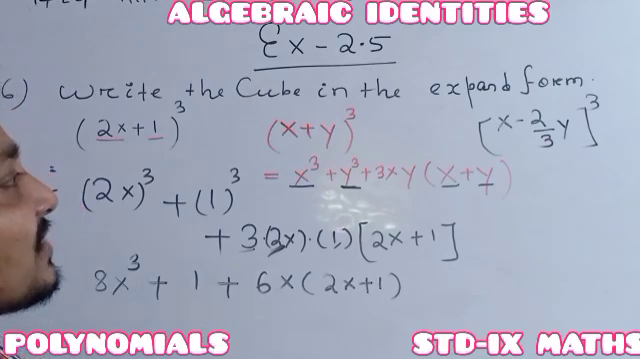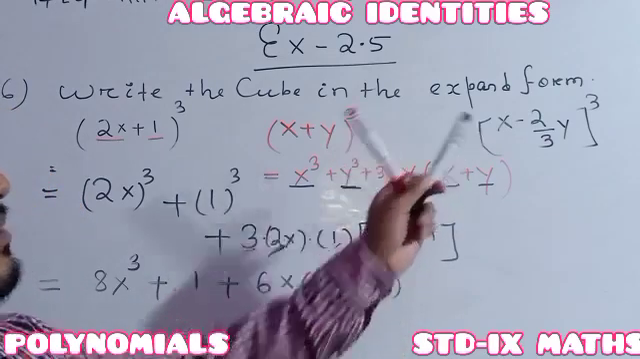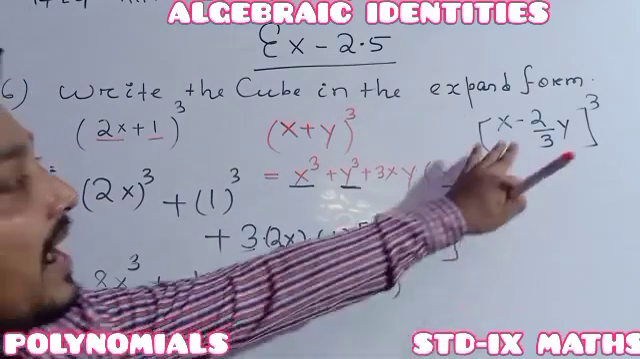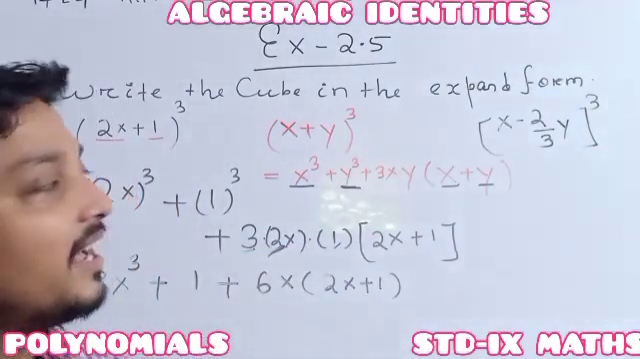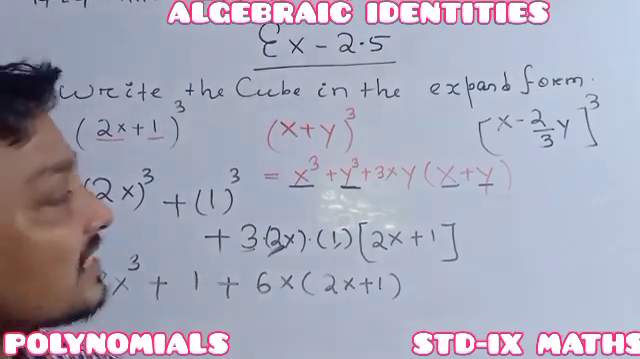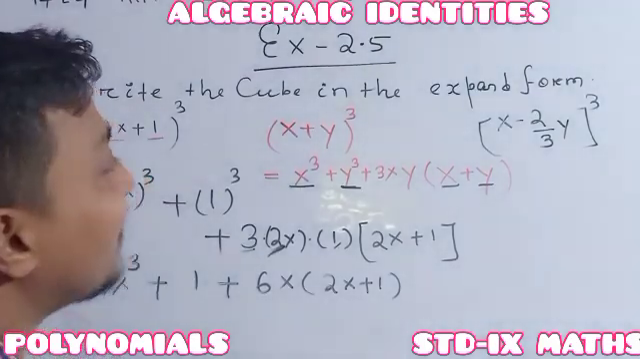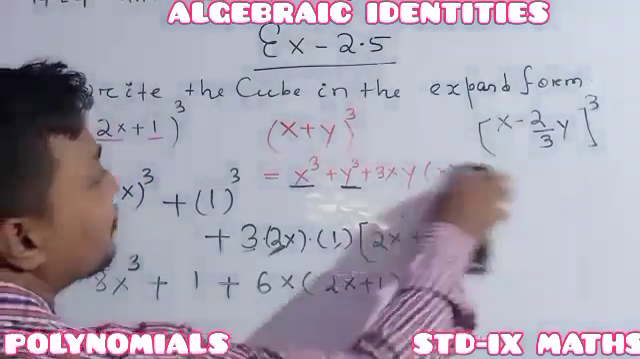So just like this question we have done, in the second question it is given first term minus second term its cube. In the next question it is given first term minus last term cube. Just wait, I am showing the next question.